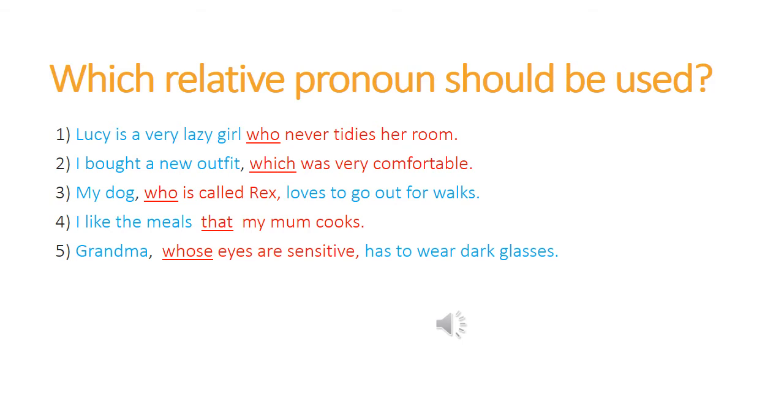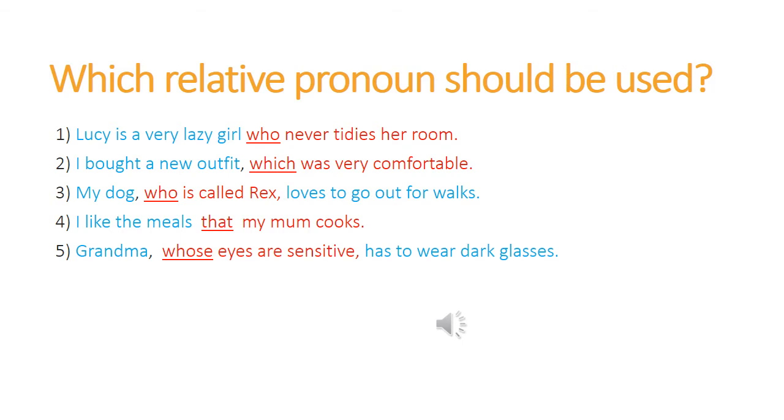Okay, how did you get on? Let's go through them together. Remember to tick them if you're right and correct them if you've made any marvellous mistakes. Sentence 1. Lucy is a very lazy girl who never tidies her room. The subject is Lucy, so I've used who. Sentence 2. I bought a new outfit, which was very comfortable. I'm talking about the outfit, so I use which.